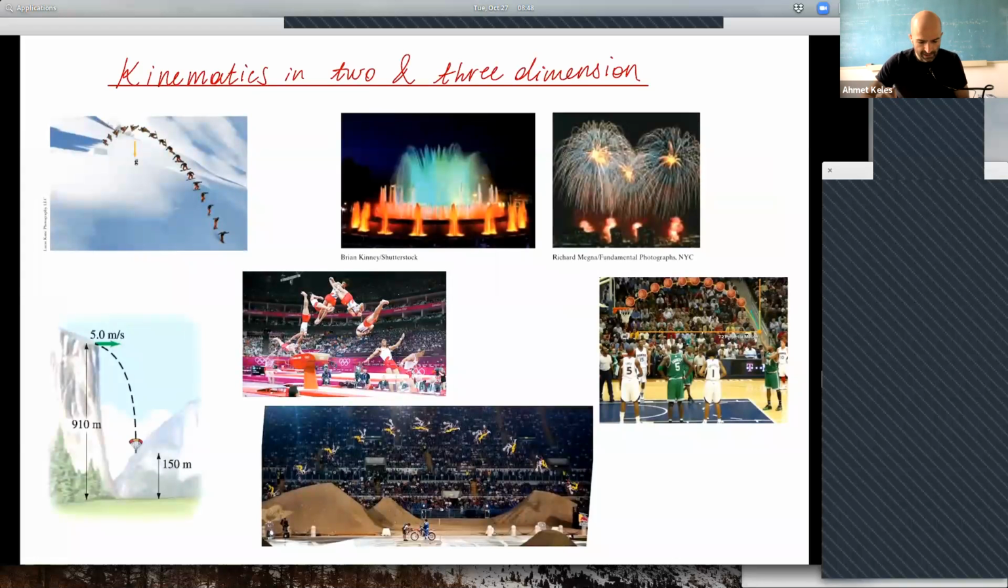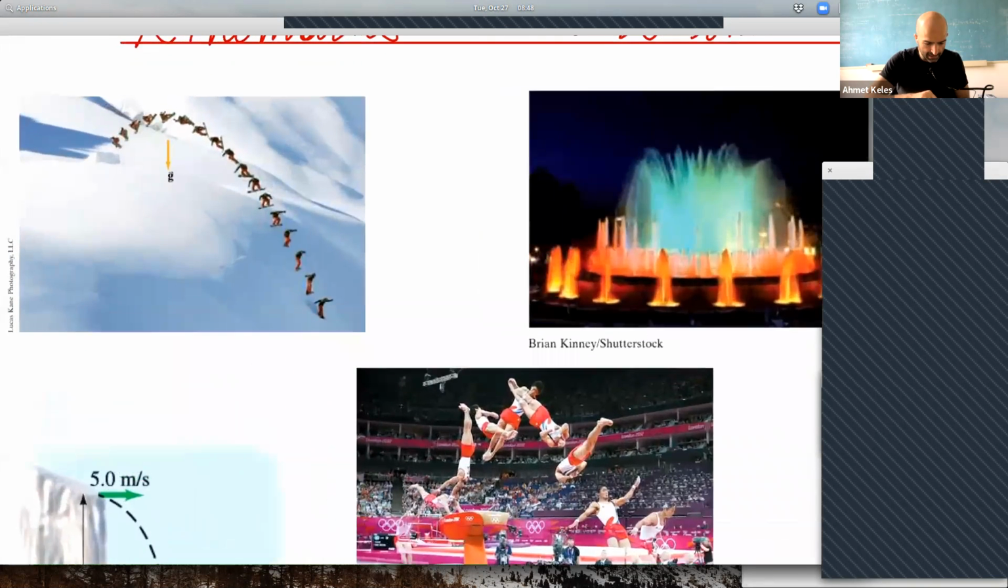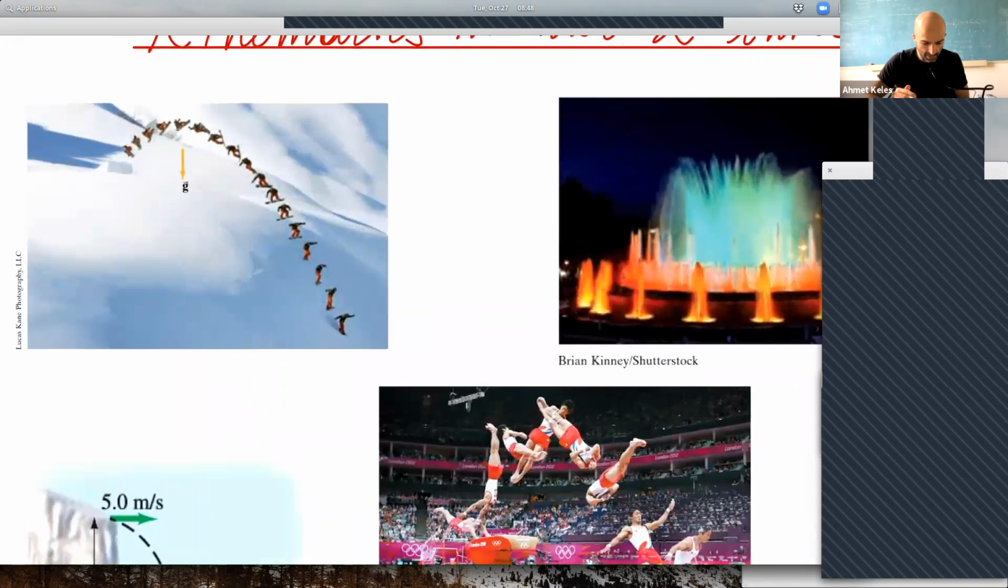Kinematics in 2 and 3 dimensions is actually what we see every day around us. For example, if you are watching snowboarding, or if you are doing snowboarding, this kind of jump is very characteristic, right? You can see the effect of gravity. And then how do we describe this? How can we mathematically express this kind of motion?